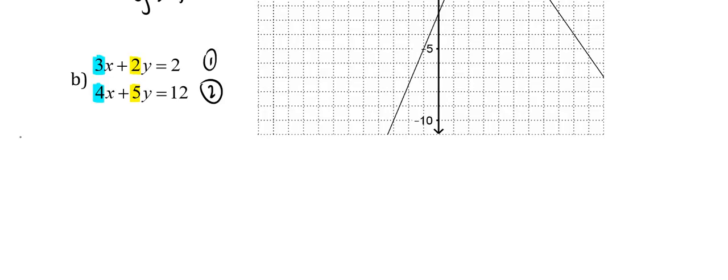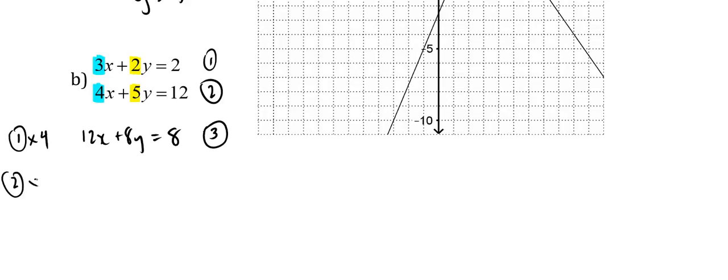So I am going to do equation 1 times 4. So 4 times 3x is 12x. 4 times 2y is 8y. 4 times 2 is 8, and I call that equation 3. And I'm going to do 2, what am I going to multiply 2 by to turn it into a 12? Multiplied by 3. And so 4 times 3 is 12x. 5 times 3 is 15y, and 12 times 3 is 36.